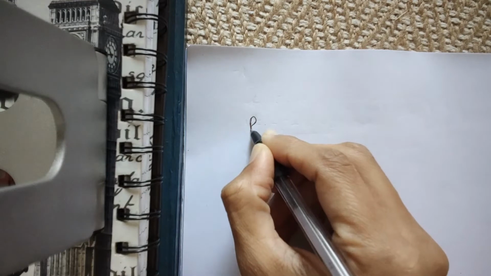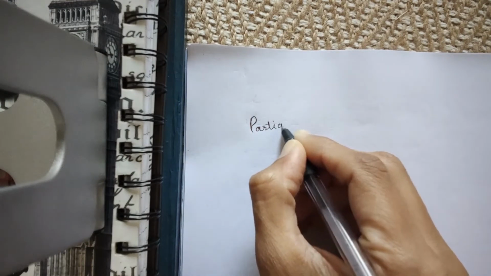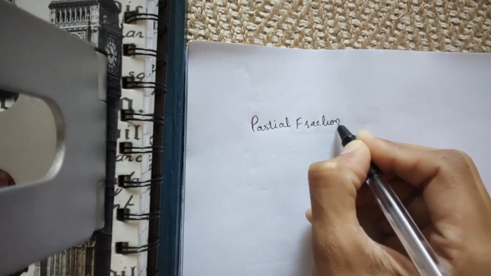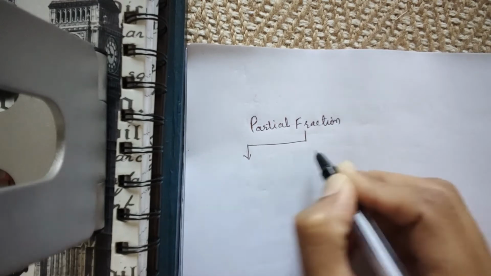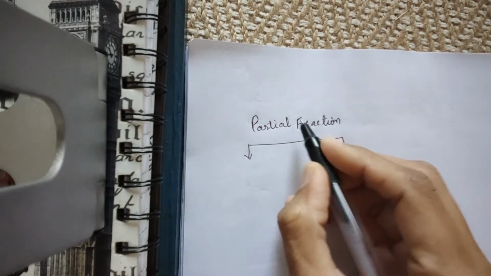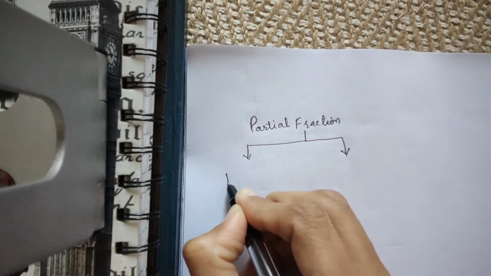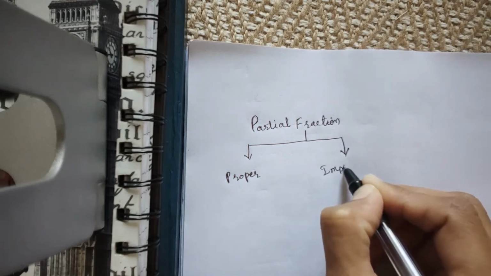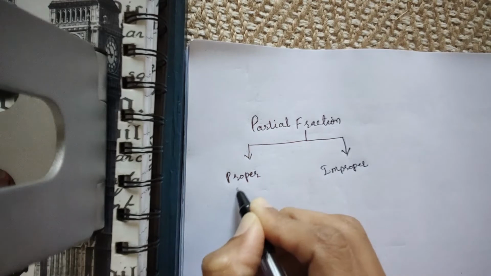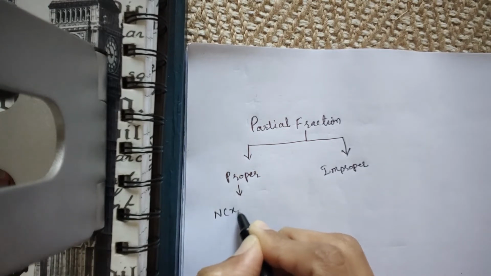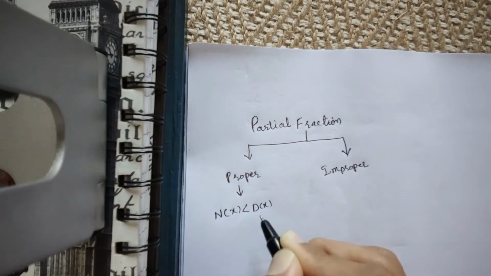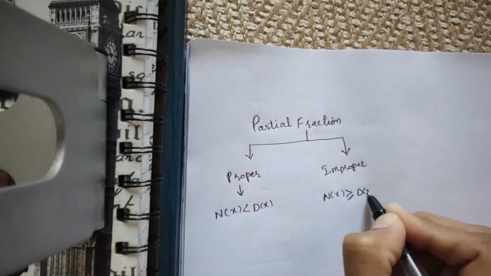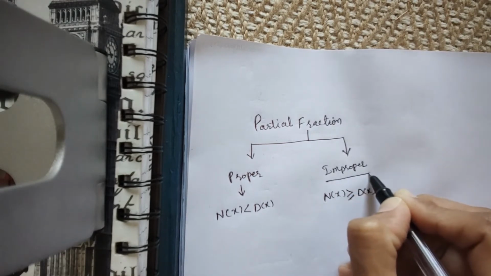We are going to continue another lecture in which we are discussing the partial fraction of improper fraction. So I am just writing the topic here, partial fraction. We are seeing the types of fraction that we get, proper and improper. Proper, we know that degree of numerator is less than degree of denominator, and here degree of numerator is greater than or equal to degree of denominator, so that we call as improper fraction.